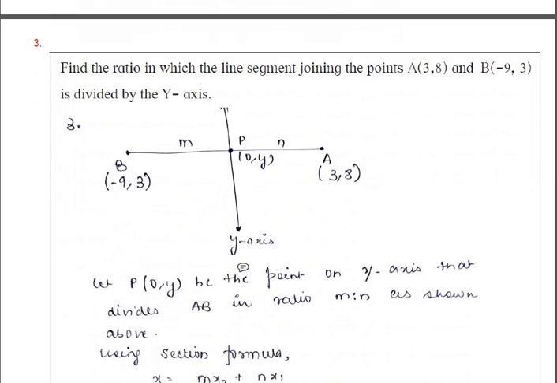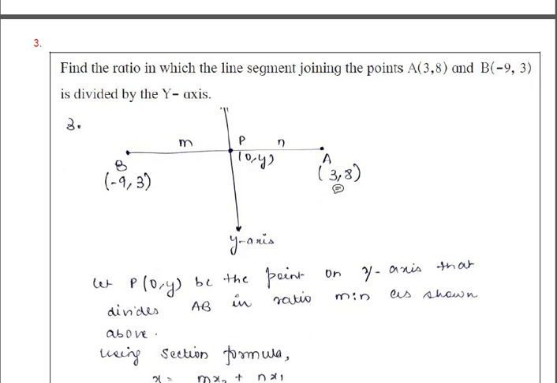In the third question, the different thing here is find the ratio in which the line segment joining the points A and B is divided by y-axis. So in this case, I don't know the point in between, but I know that the y-axis lies in between. Now in this case, when I am putting the points A and B, I need to think.